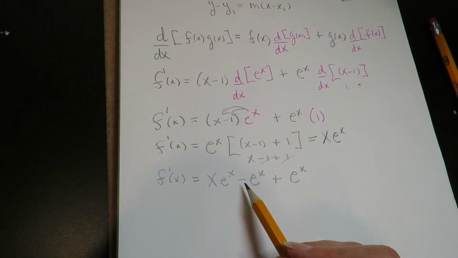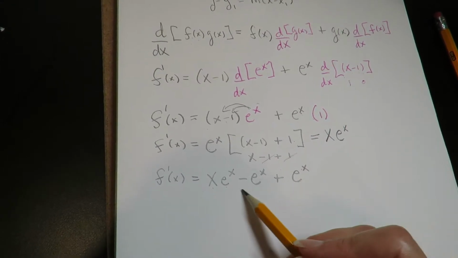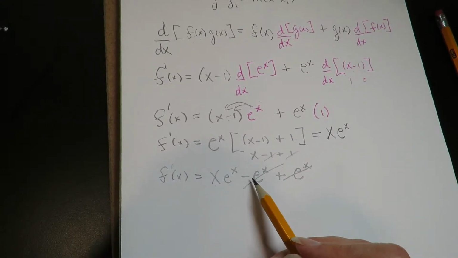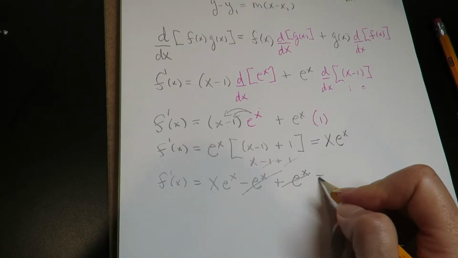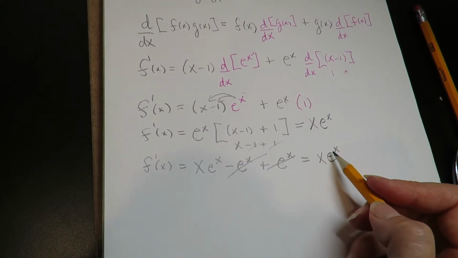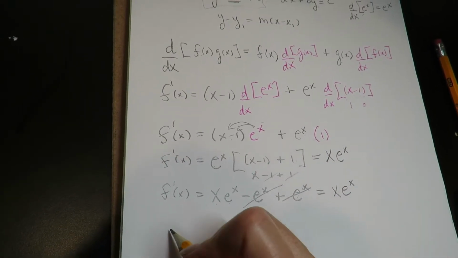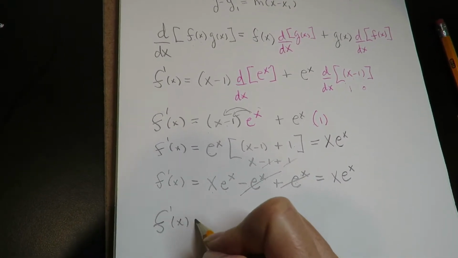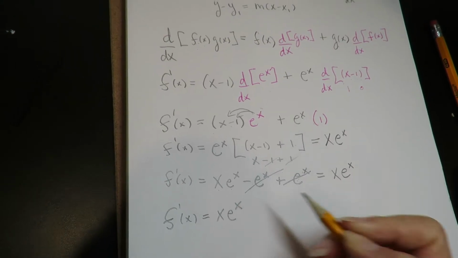All right, so now you have negative e to the x plus e to the x. They're equal but opposite, so they cancel, so you can see you come out with the same result. Okay, so that's the derivative. The derivative is x e to the x.